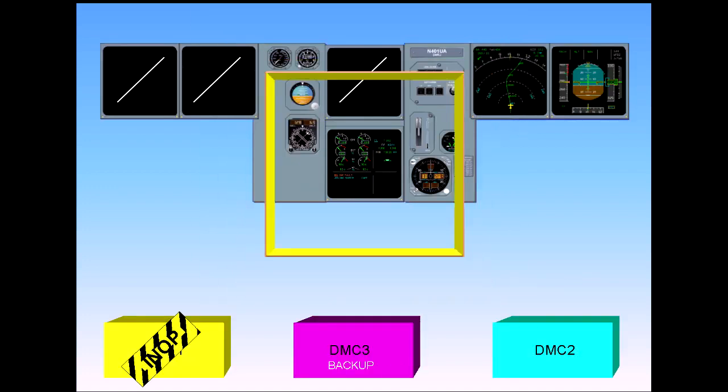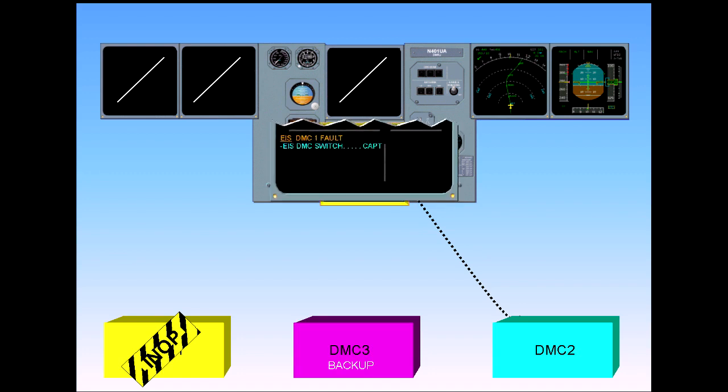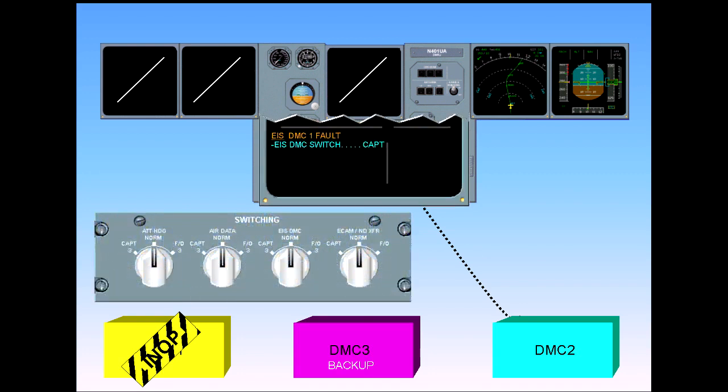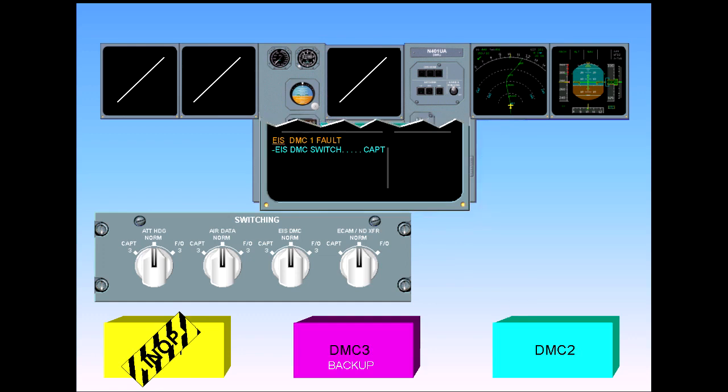Notice that the engine warning display has automatically transferred to the lower ECAM screen and is now receiving information from DMC-2. So that you can carry out the ECAM procedure, we will bring up the lower part of the engine warning display and the switching panel for you. The ECAM procedure requires you to select Captain on the EIS DMC switch, located on the switching panel. Carry out the ECAM action.